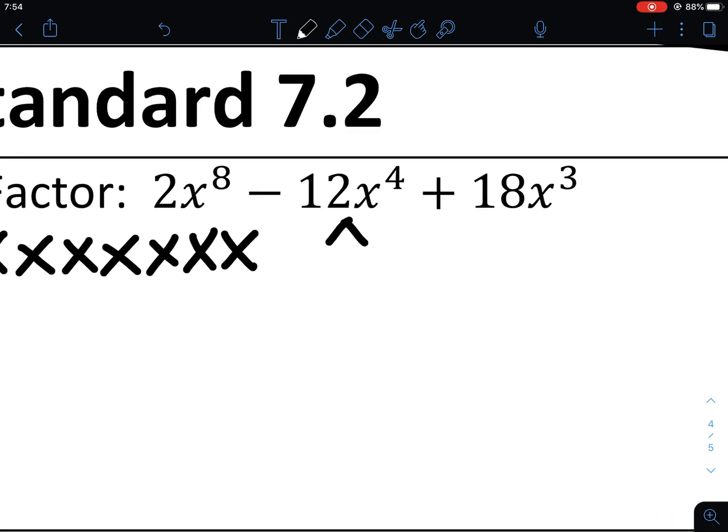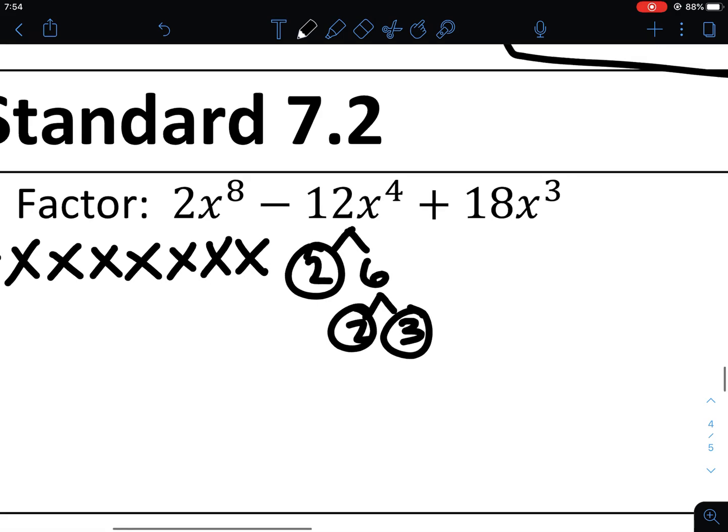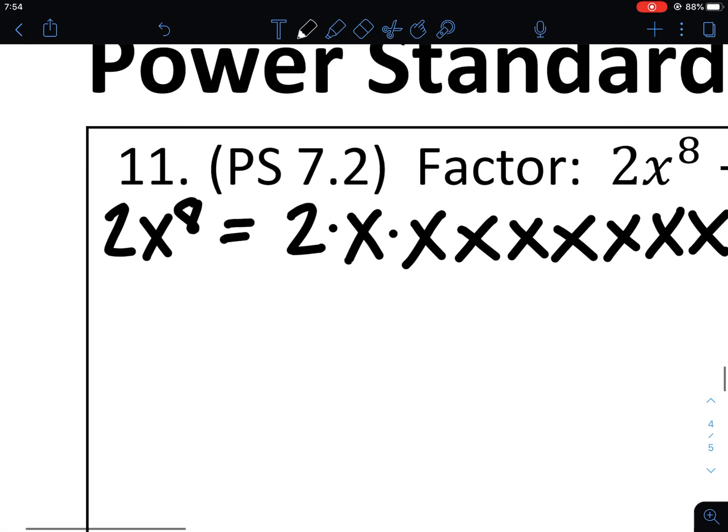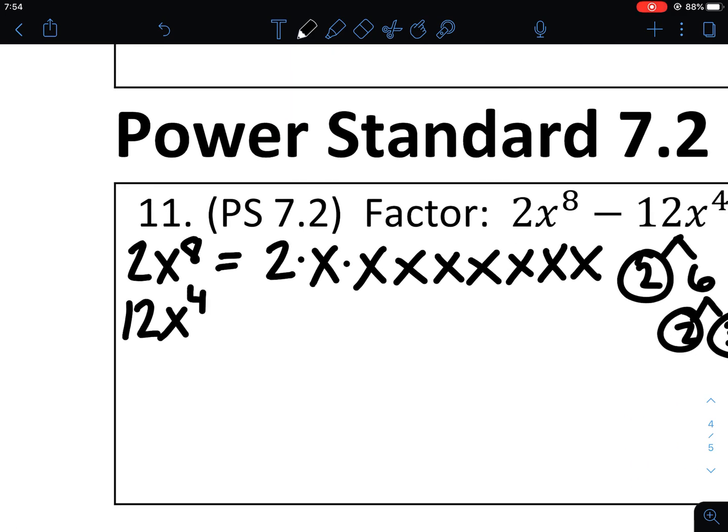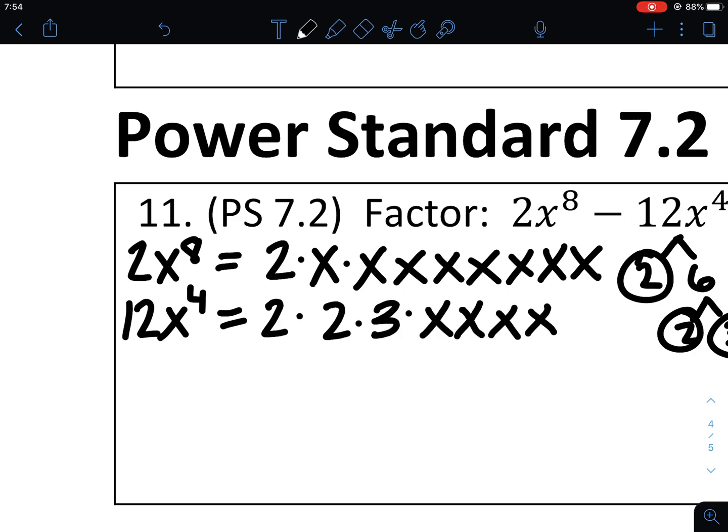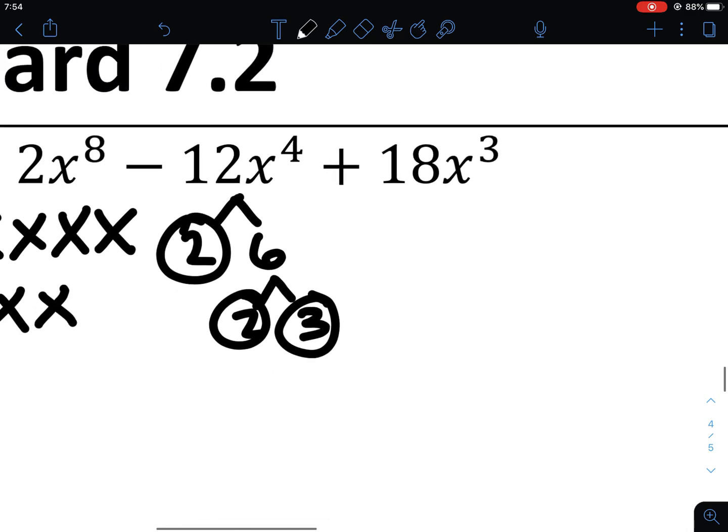The number 12, remember we divide by 2 to start, right? 2 times 6 and 2 times 3. 6 is equal to 2 times 3. My prime numbers being 2 times 2 times 3. So 12x to the 4th is equal to 2 times 2 times 3 times x 4 times, 1, 2, 3, 4. There we go. And if we went back and calculated 2 times 2 times 3, 2 times 2 is 4, 4 times 3 is 12, so we did that correctly.